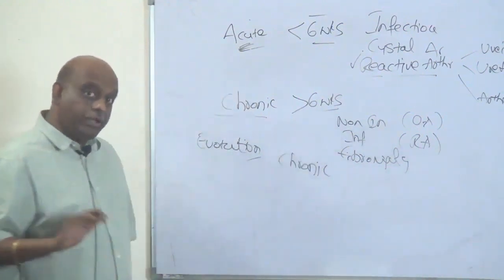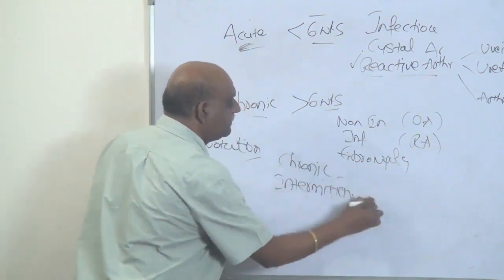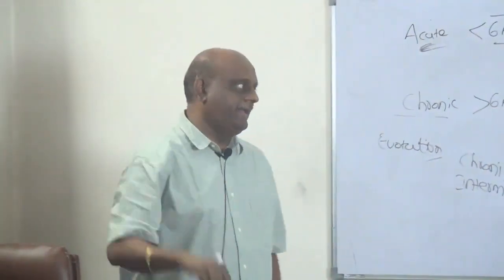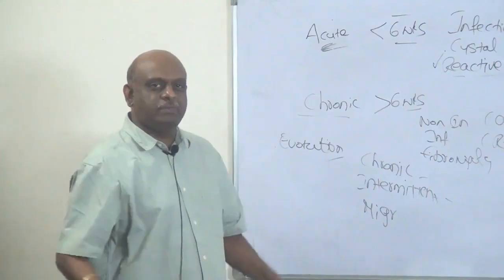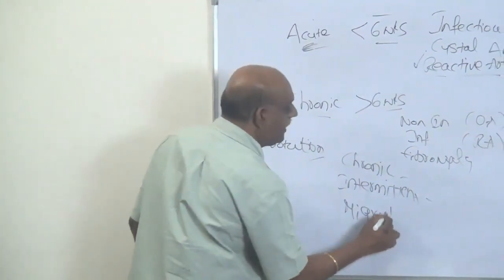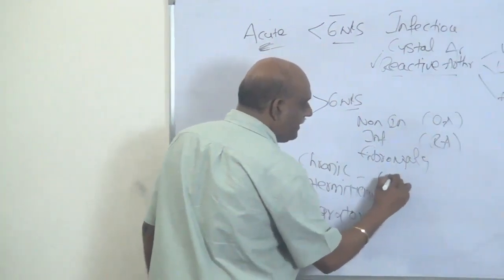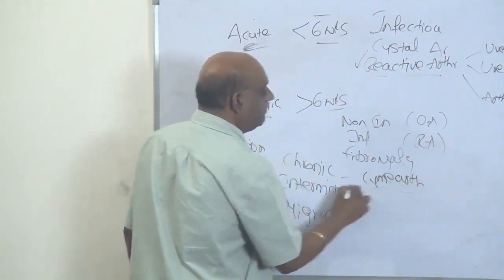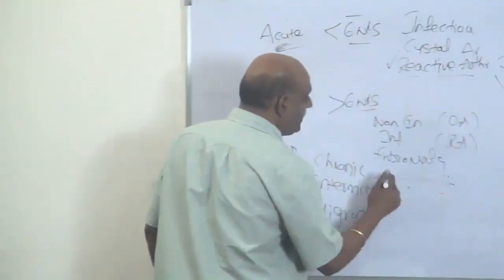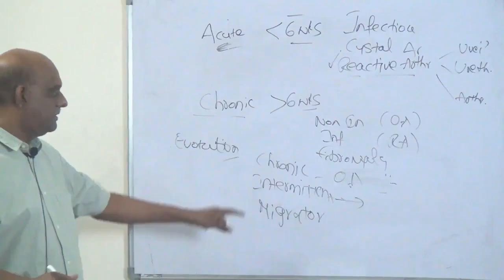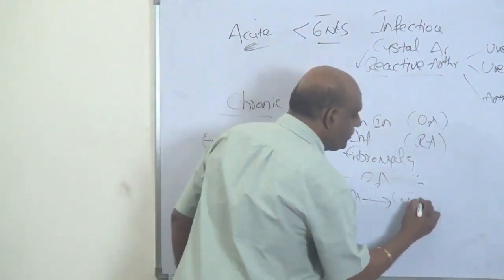Is it only chronic, or is it intermittent, symptoms coming and going, or is it migratory arthritis? Migratory arthritis: first it came in the shoulder, later in the elbow, later in the wrist. That is how the evolution can be. So if it is a chronic arthritis, typically Lyme arthritis, Borrelia burgdorferi, you will think of. If it is a chronic arthritis, it is osteoarthritis. If it is an intermittent arthritis, chronic is osteoarthritis, intermittent is rheumatoid; Lyme disease is something that you will remember.